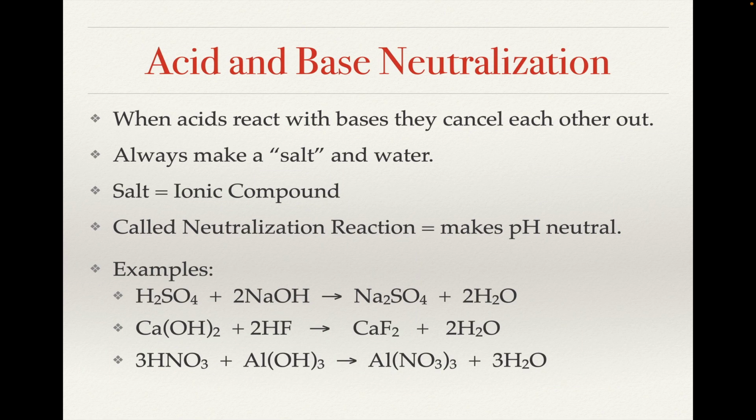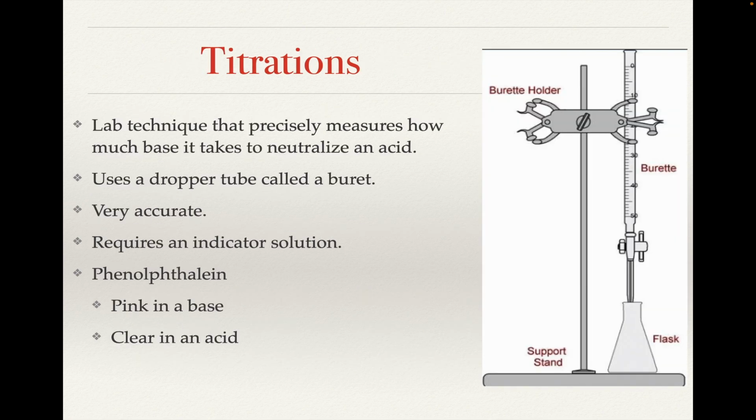When acids and bases react with each other, they create what's called a neutralization, or they cancel each other out. One of the things we make from that is a salt, which is basically an ionic compound. Okay, we call them a neutralization reaction because they make a neutral pH. So if we see 3 examples down here of an acid and base reacting, you'll notice how every time they make some sort of ionic compound, and then they also make water, which ends up being neutral.